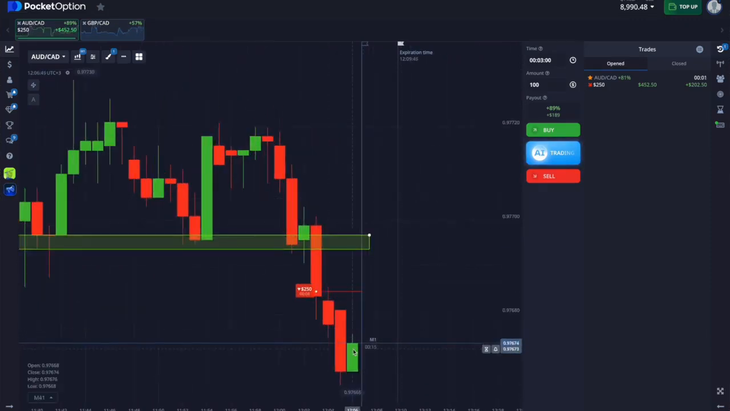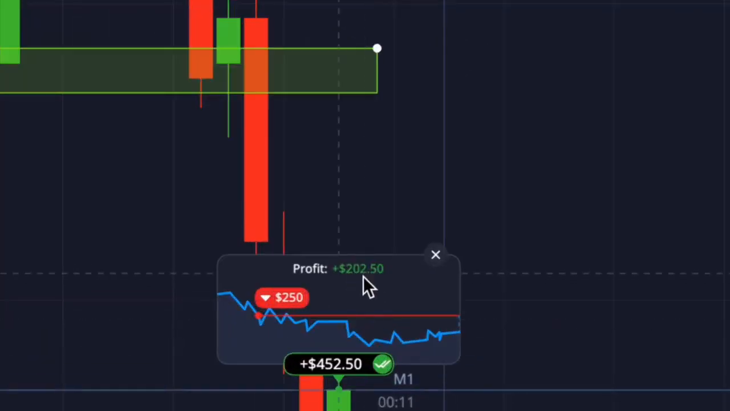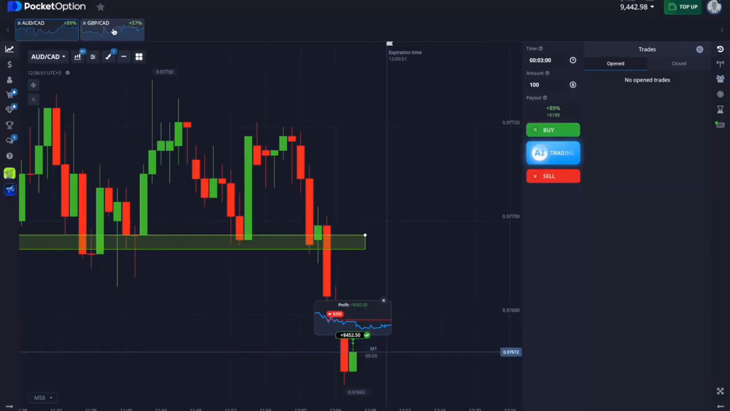3 seconds left and we close the trade in profit. So our profit amounts to $202. We subtract the $100 that didn't go through and we're left with a net profit of $102.